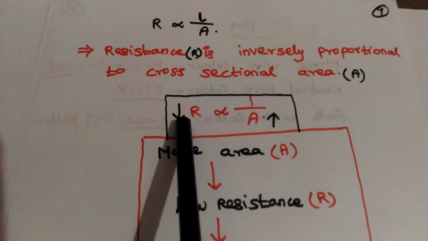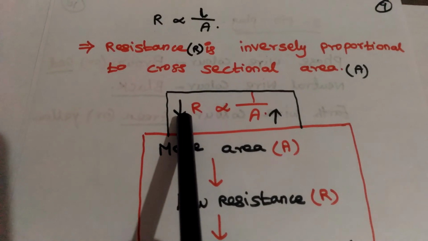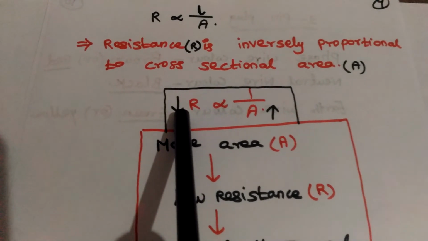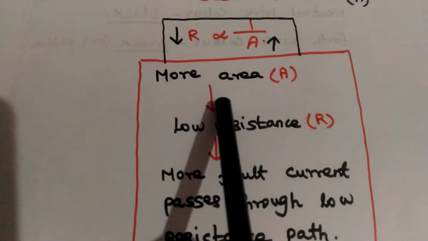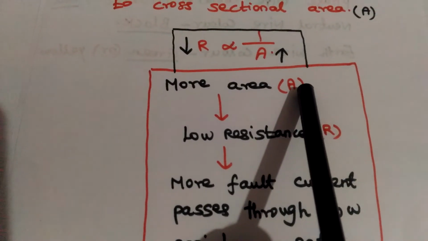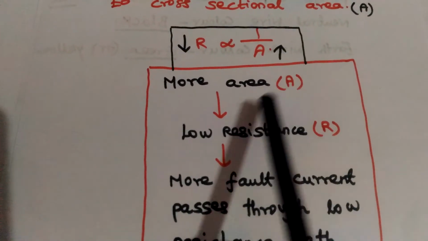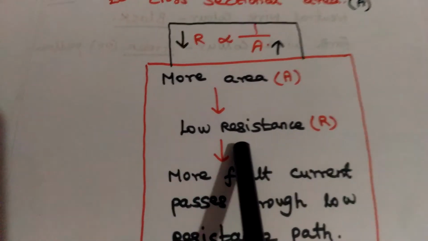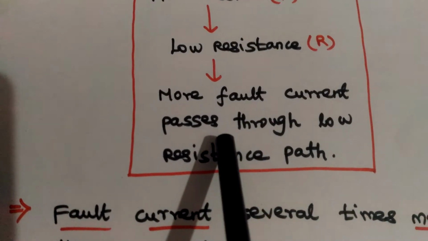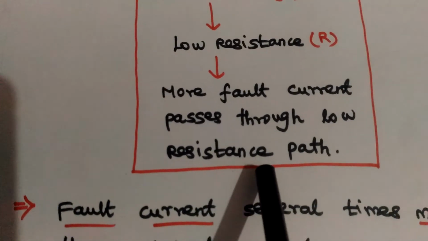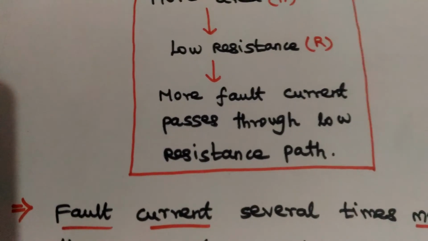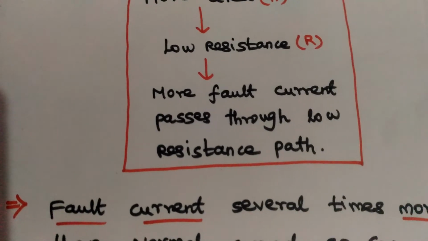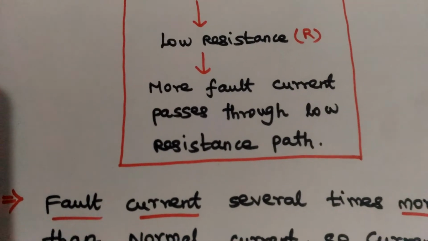The leakage current or the fault current can be quickly grounded through the low resistance path, that is, the earth pin. So the more the cross-sectional area, the lower the resistance, and the fault current is quickly grounded through the low resistance path. That's why the cross-sectional area of the earth pin is greater than the neutral and phase pins.